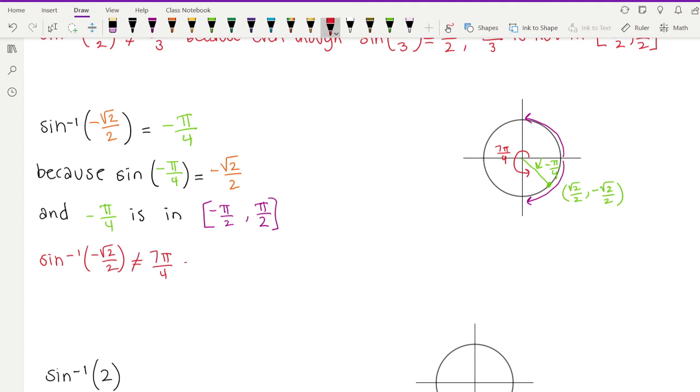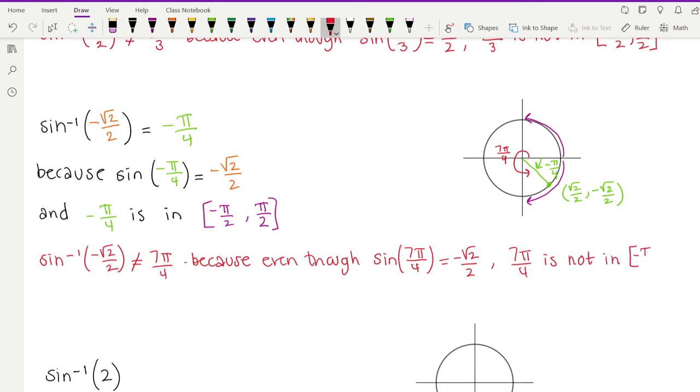that's just not true because, I know this is getting a little repetitive, even though it is true that sine of 7 pi over 4 is equal to negative root 2 over 2, and even though it looks like it's in the right part of the unit circle, 7 pi over 4 is not in the interval from negative pi over 2 to pi over 2. It's not between negative pi over 2 and pi over 2. So that is not the answer.